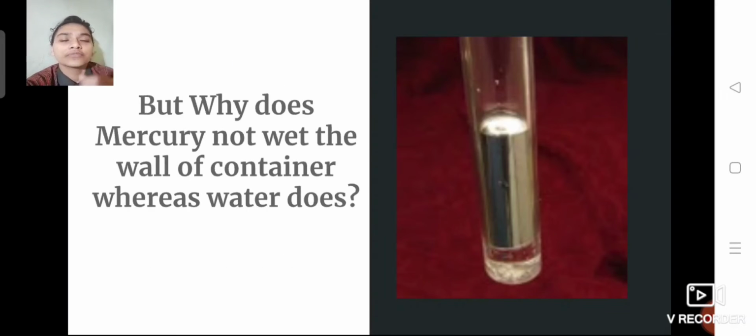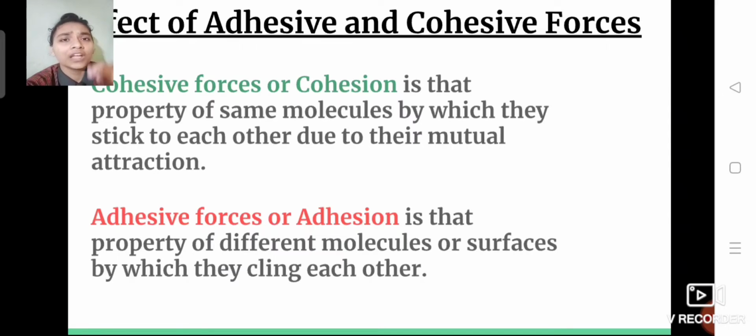Now, there is a very important question: why does mercury not wet the wall of the container whereas water does? You might have seen that whenever we pour out water from some container, there are some little droplets on the wall of the container. So this is why the question is here: why does mercury not wet the wall of the container whereas water does? Now this is the effect of adhesion and cohesion forces. So what are adhesive and cohesive forces?